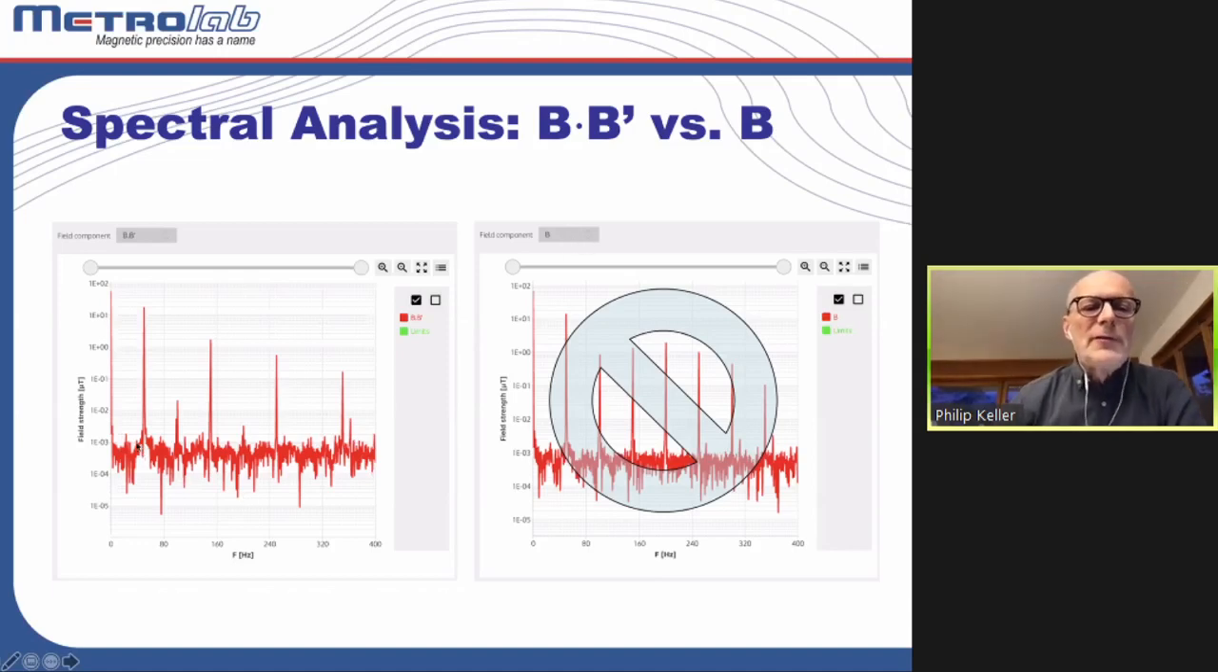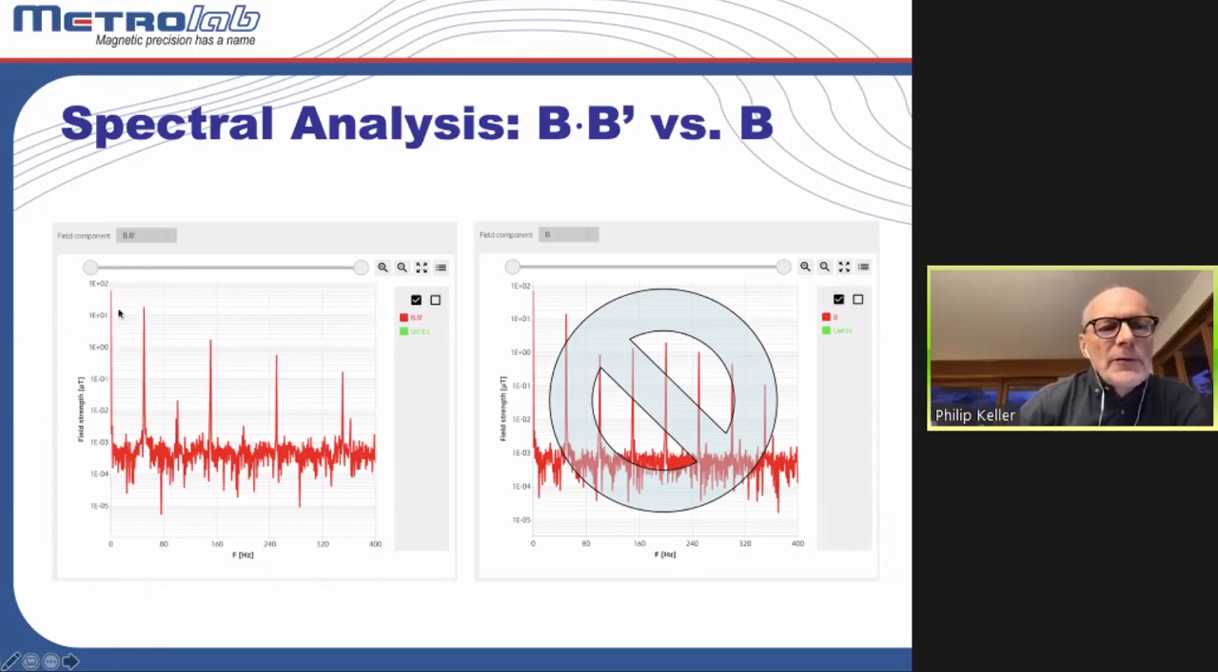Now, of course, life is a little messier in the real world than it was on my nice little diagram, but still you can see that these even harmonics really come up if you do this on the B. So you get a completely incorrect picture of what's going on if you take the Fourier transform of B. So B dot B prime, you may not have read about it in your textbook, but it definitely works and it definitely is useful.